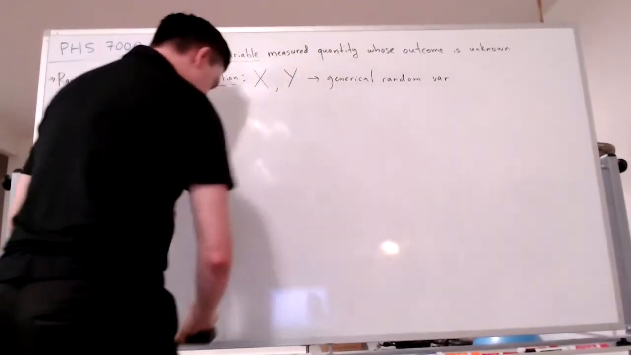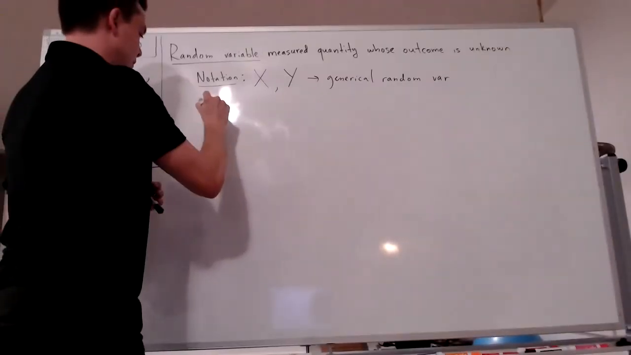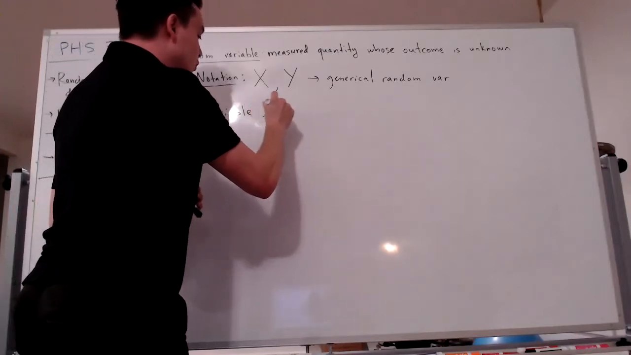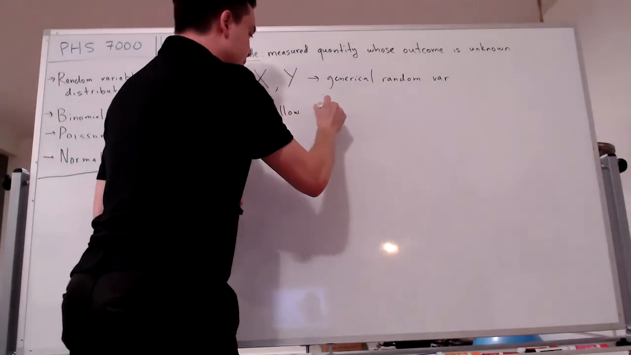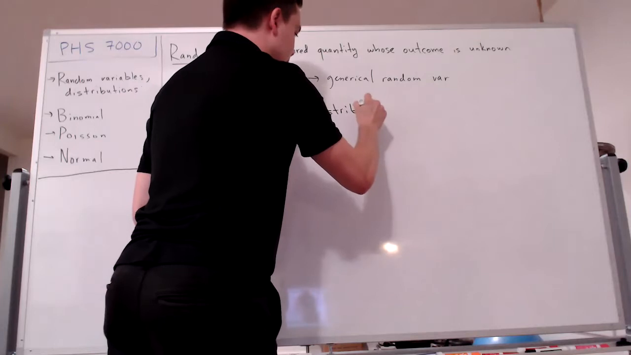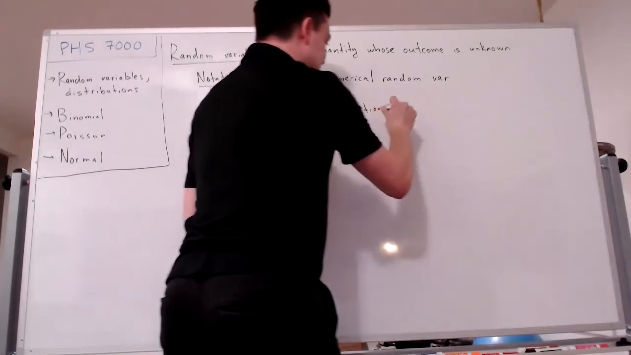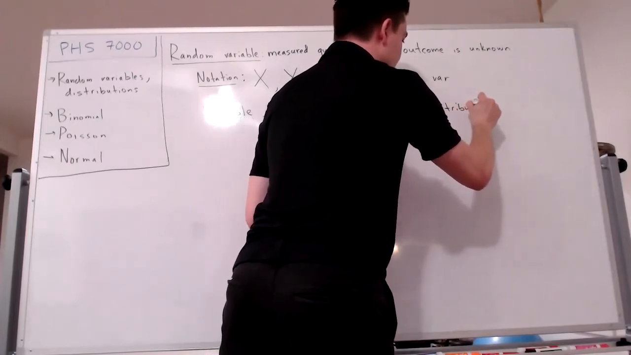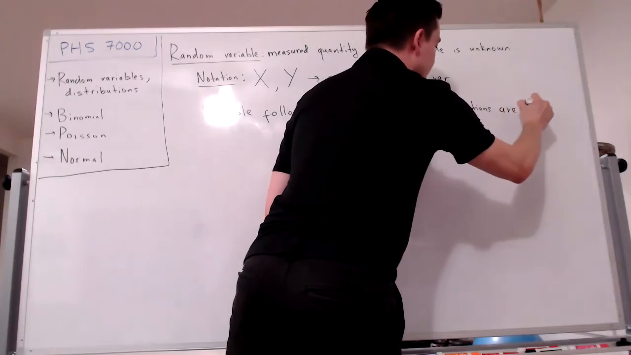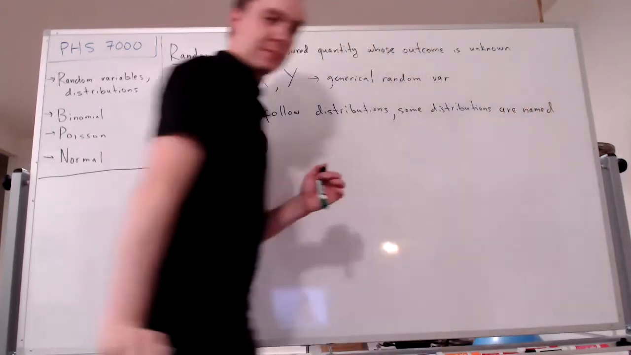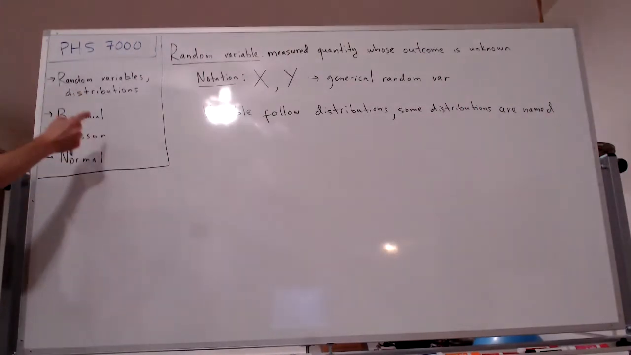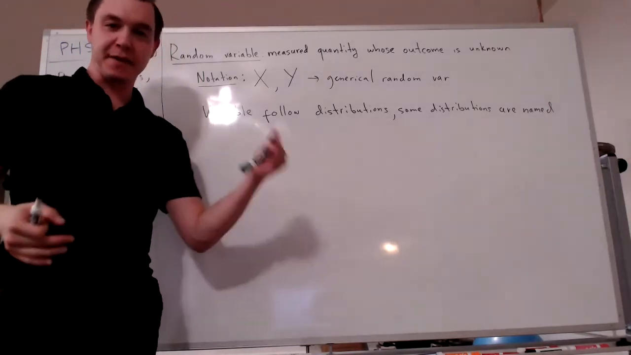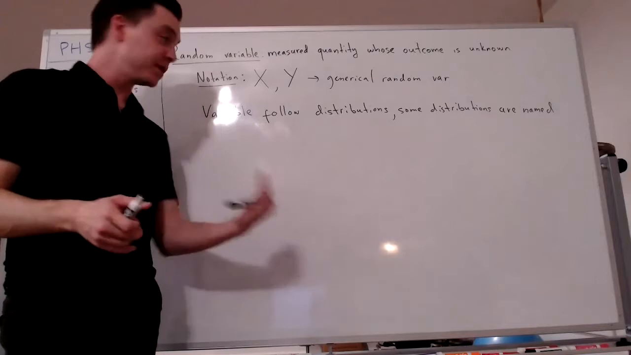So, variables have distributions. I'll use a different verb. Variables follow distributions. And I'll say some distributions are named. They are named binomial, Poisson, normal. And these are distributions assigned to variables, or variables follow these distributions.